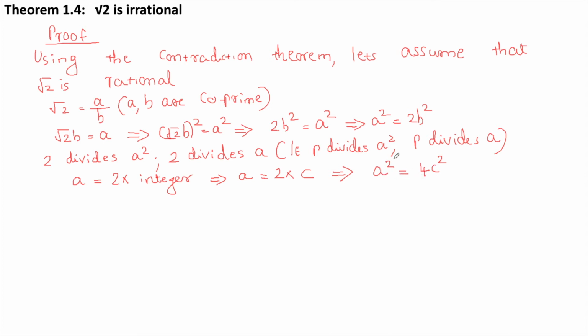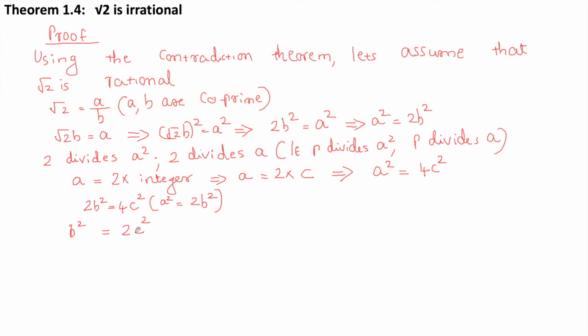But a square is equal to what? A square is equal to 2b square. We already proved it here. So we can substitute the value of 2b square in the place of a square. 2b square is equal to 4c square, because a square is equal to 2b square. Okay, now we can cancel 2 in both sides. 2b square by 2 is b square, and 4c square by 2 is 2c square. Okay, now we got b square is equal to 2c square.